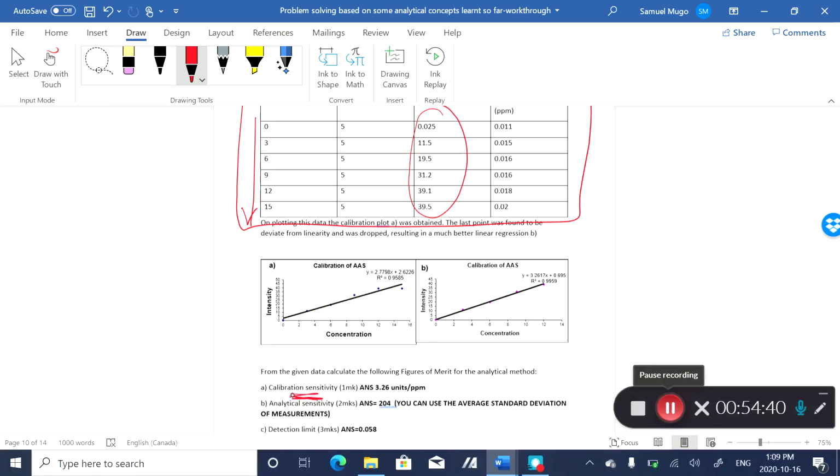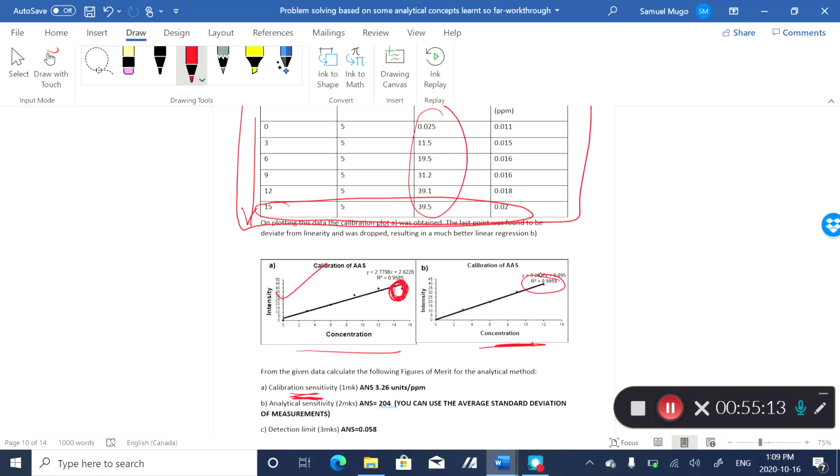And of course the difference between the two graphs is, in one case you've got all the data points, and in this case you don't have these data points. Reason being, it seems to be deviating from linearity. Okay, you can see it's deviating from linearity. So we omitted it when you are calibrating here, and you can see the regression coefficient is a lot better, 0.99, very close to 1, which is what you want.